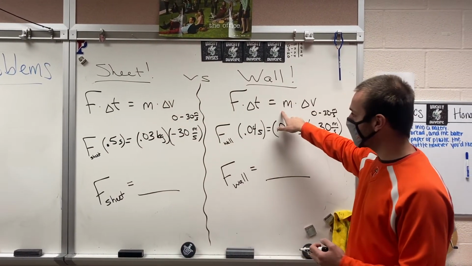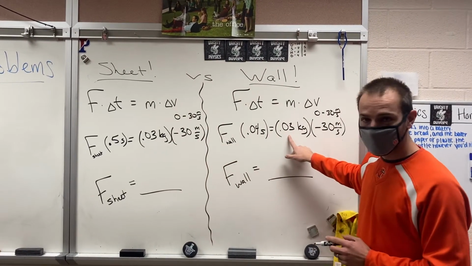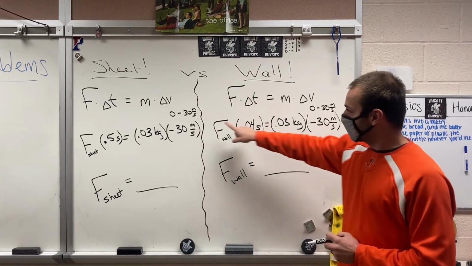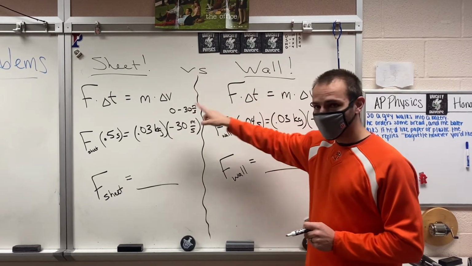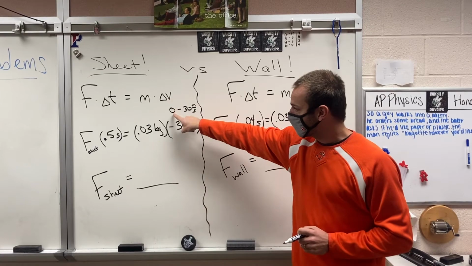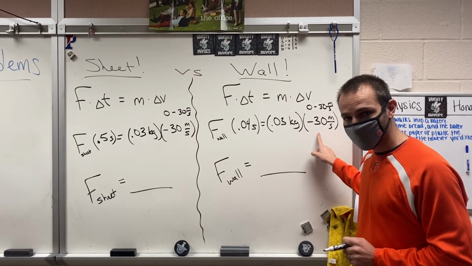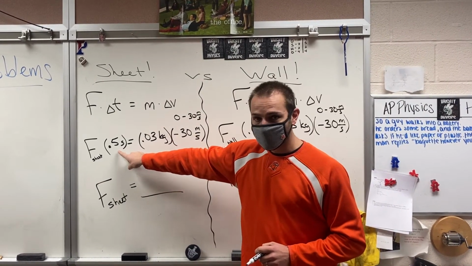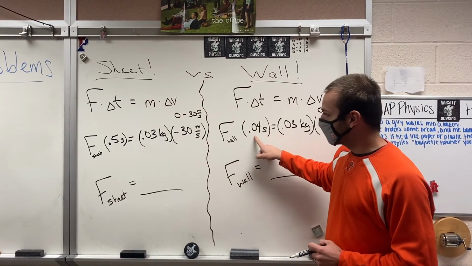We have it set up on both sides. Now, we use the same egg, so the mass of the egg is the same. We're going to assume that I threw it at the same velocity. If I threw it at 30 meters per second, in both cases, with the sheet and the wall, it had to get to 0 meters per second. So our delta v, final minus initial, is negative 30. Like Mr. Hausler said, the only thing that has to change is the time. It took a lot longer for the egg to slow down against the sheet than it did against the wall.